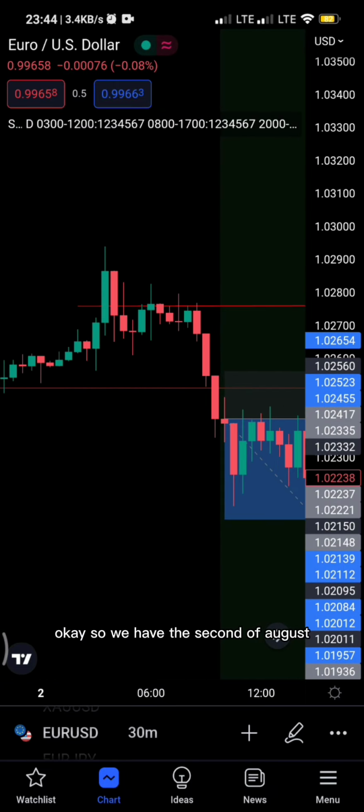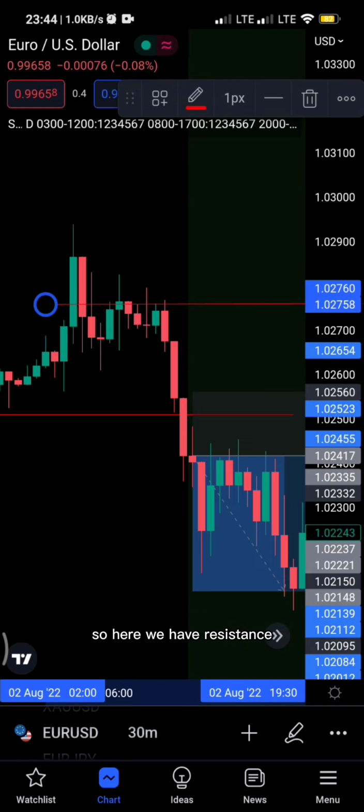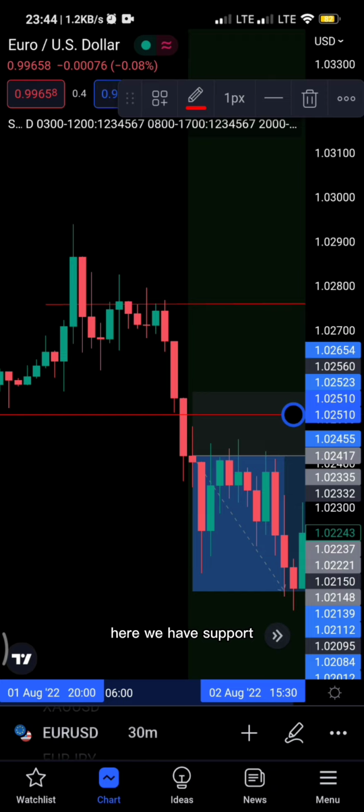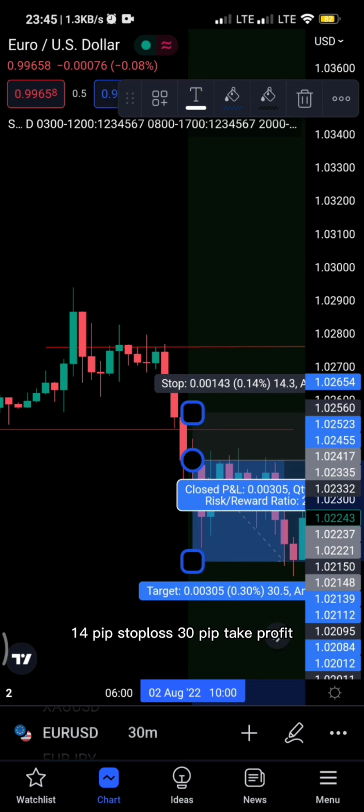Okay, so we have the 2nd of August. Immediately before London, you have to draw your support and resistance. Here we have resistance, here we have support. Price closed below the support, I entered a sell. Simple. 14 pip stop loss, 30 pip take profit.